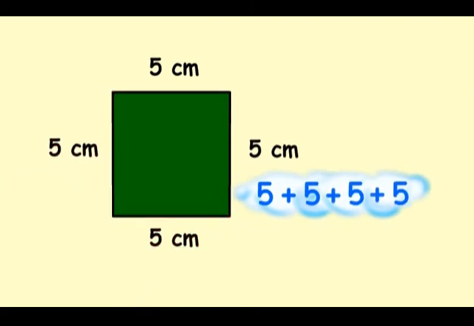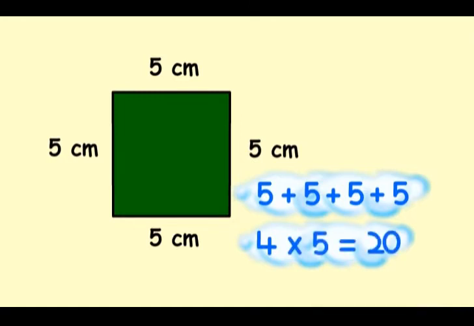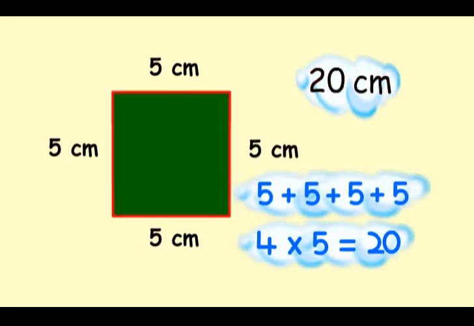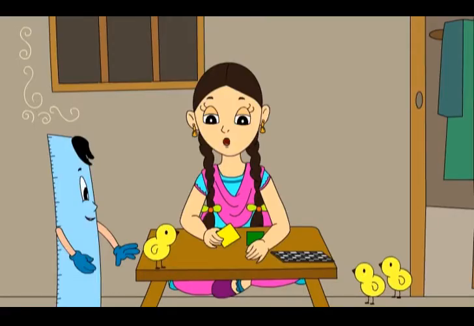Oh, Futta said I can do 4 times 5. So it is 4 into 5, which is equal to 20. The length of the sides of the square is 20 centimeters. That's very good, Chick.